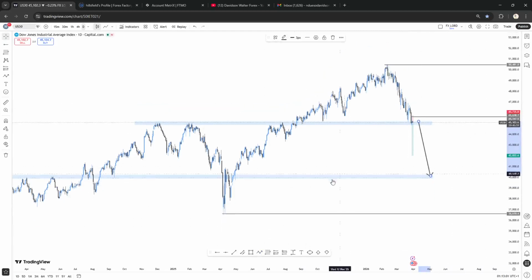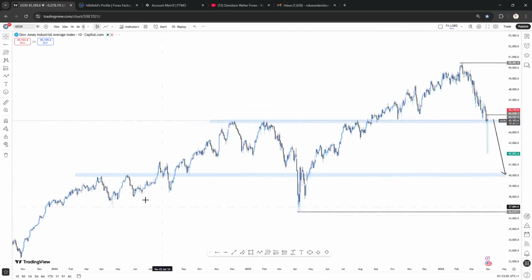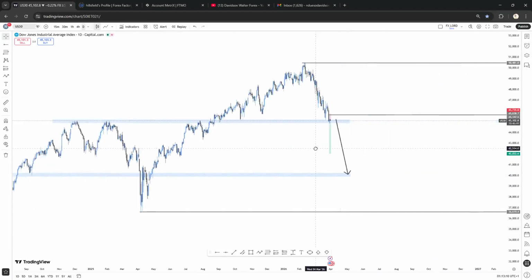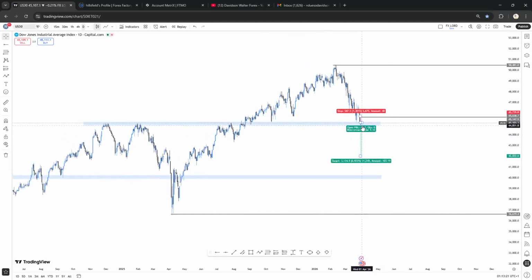Why? Because this is where we have the next valid area of interest, where we have this resistance, a breakout, a retest, then we continued. So this is my target level. Although I'm not going to hold to this level, I'm just going to take my profit at 1:5. So that's what I'm looking out for.